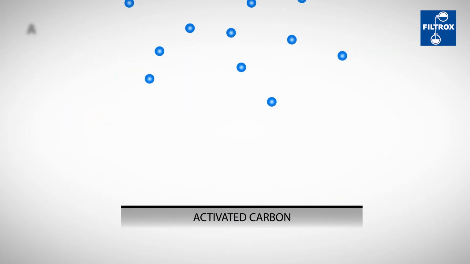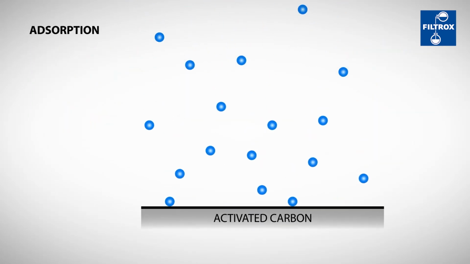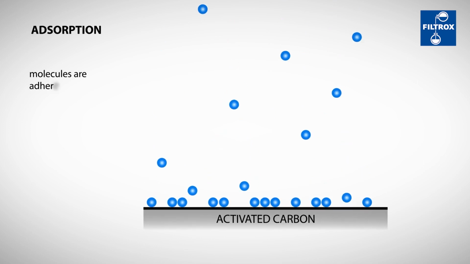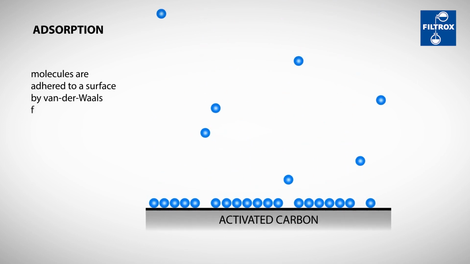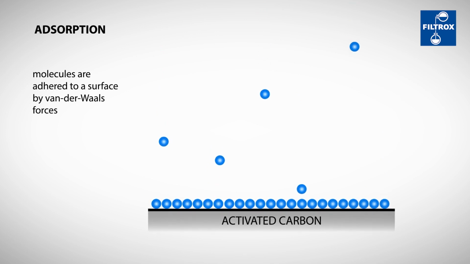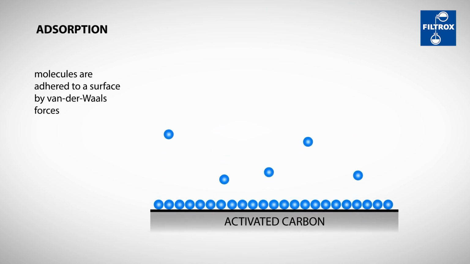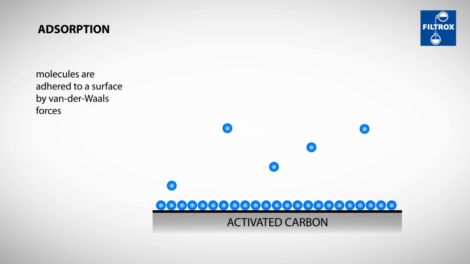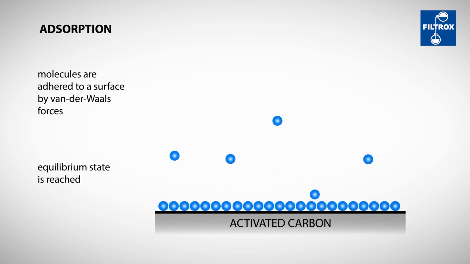Within the pores of the activated carbon, adsorption takes place. Adsorption is when molecules are adhered to a surface by van der Waals forces. The molecules build a film on the adsorbed surface. Once the surface capacity is exhausted, an equilibrium state is reached.